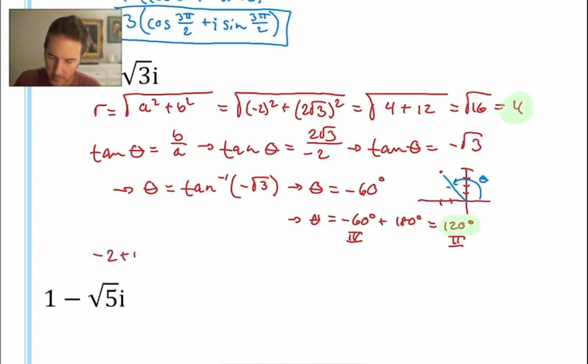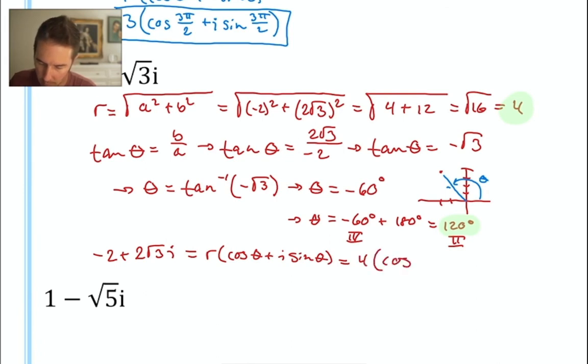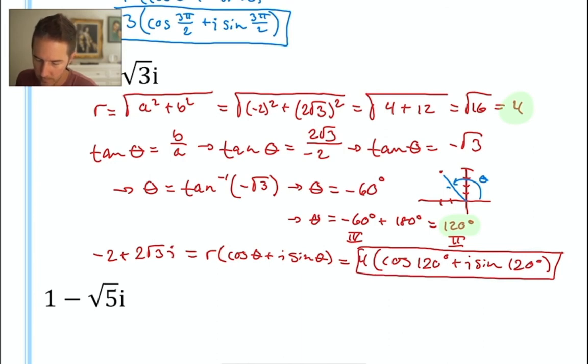Negative 2 plus 2 root 3 i is equal to r times cosine theta plus i sine theta, which is equal to 4 times the cosine of 120 degrees, or 2 pi over 3 radians, plus i times the sine of 120 degrees. All right, there you go. That was a good one.